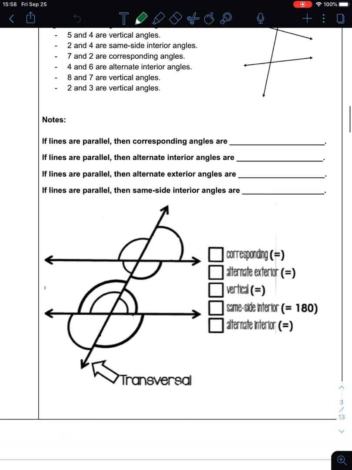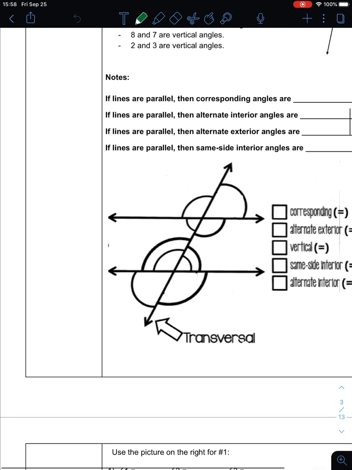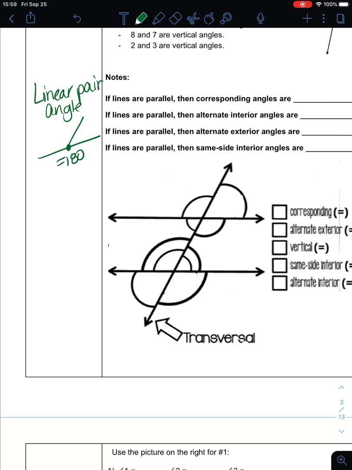Well, today we're going to look at how that is affected when the lines are parallel. So if you recall, we've talked about linear angles, a linear pair. A linear pair or linear angles: we have two angles, they share a vertex, where the four that we talked about yesterday do not. And because they form a straight angle, they equal 180. They're supplementary.